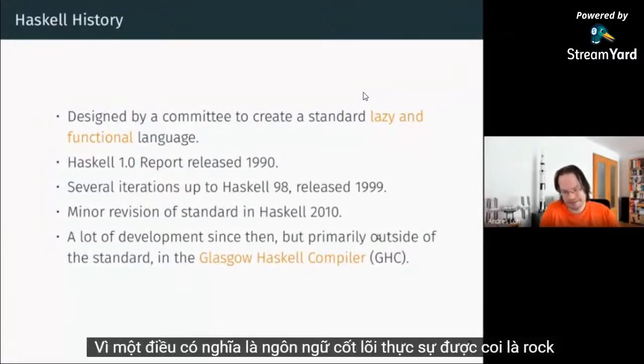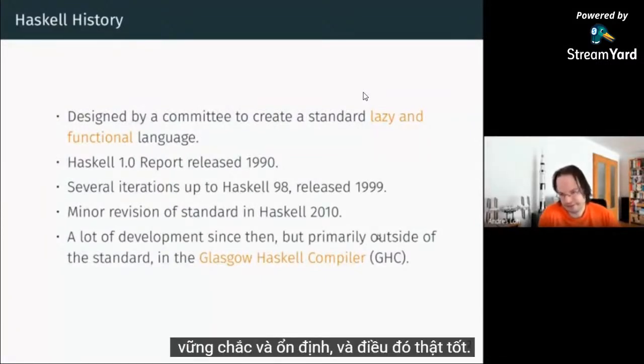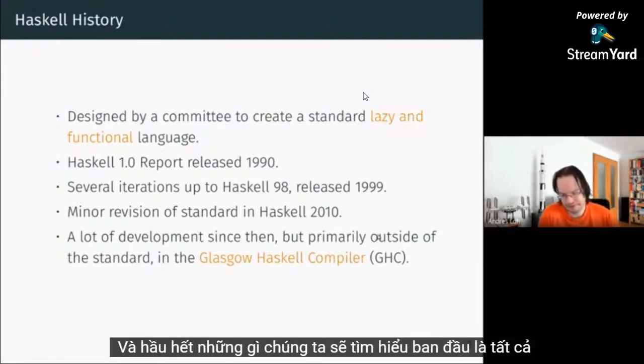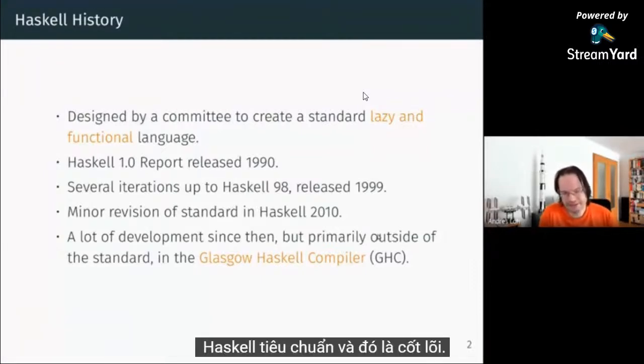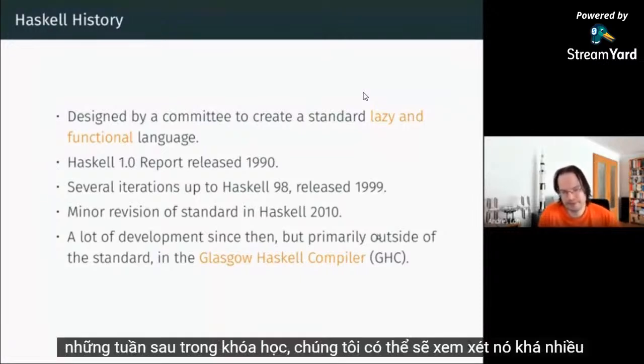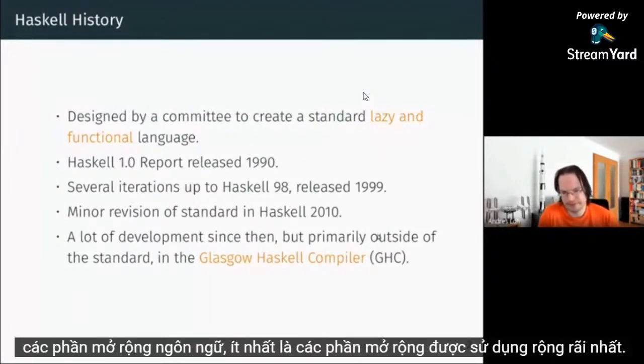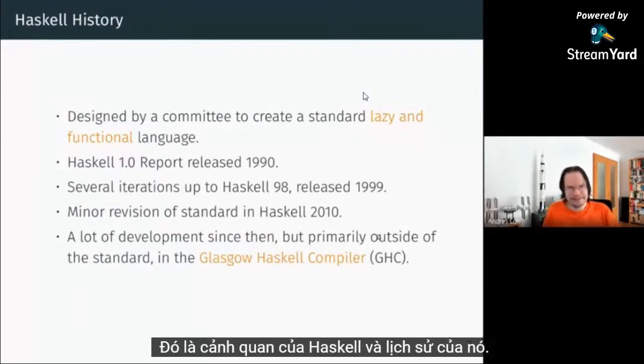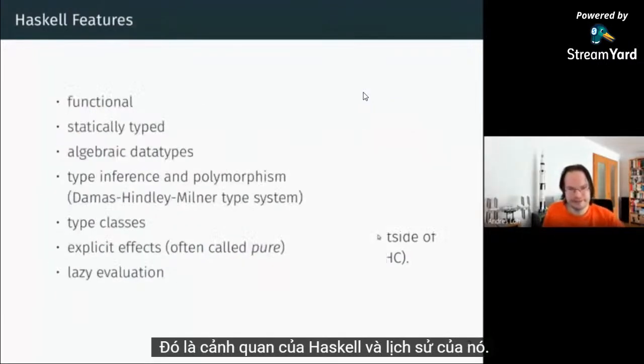For one thing, that means that the core language is really considered rock solid and stable, and that's good. And most of what we're going to learn about initially is all standard Haskell in that core. Also, there are thriving developments around the edges, and towards the later weeks in the course, we'll probably consider quite a few of the language extensions as well, at least the most widely used ones. So yeah, there's the landscape of Haskell and its history.